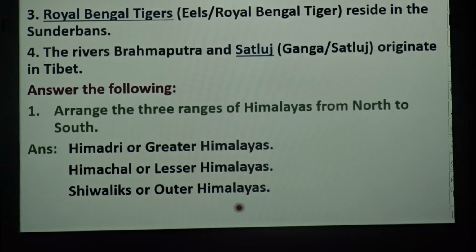Understood, children? I'll repeat it again. Arrange the three ranges of Himalayas from north to south. The first one is Himadri, second one is Himachal, and third one is Shivalis.